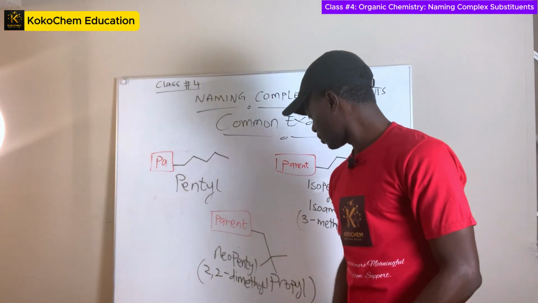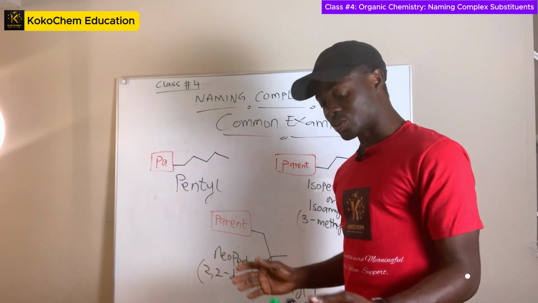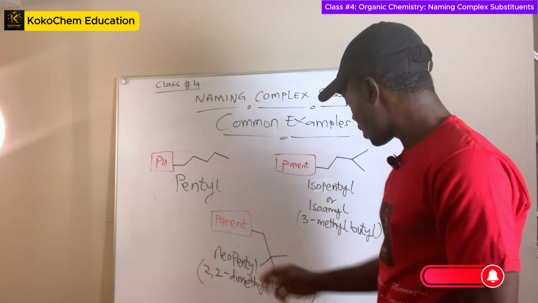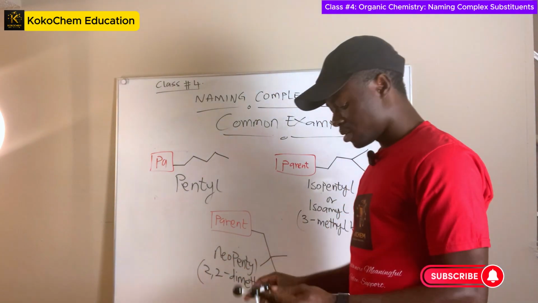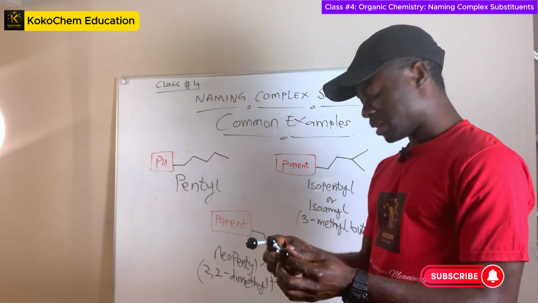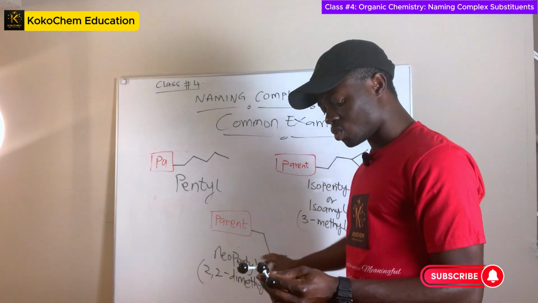How about this one? The same 5 carbons, but it's arranged differently, because we get 1 carbon for here, 1 carbon for there, then carbon number 2.